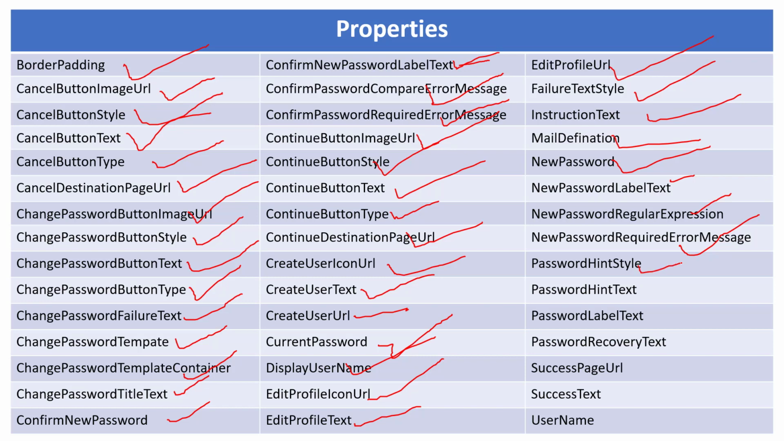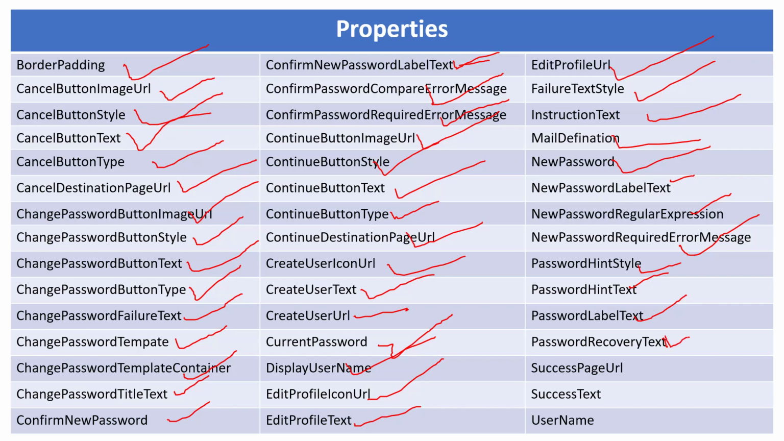Next is password hint style. It is used to retrieve a reference of style property to define the appearance of informational text that appear on the change control. Next is password hint text. It is used to retrieve or set the informational text about the requirement for the creating a password of the website. Next is password label text. It is used to retrieve or specify the label text for the current password text box.